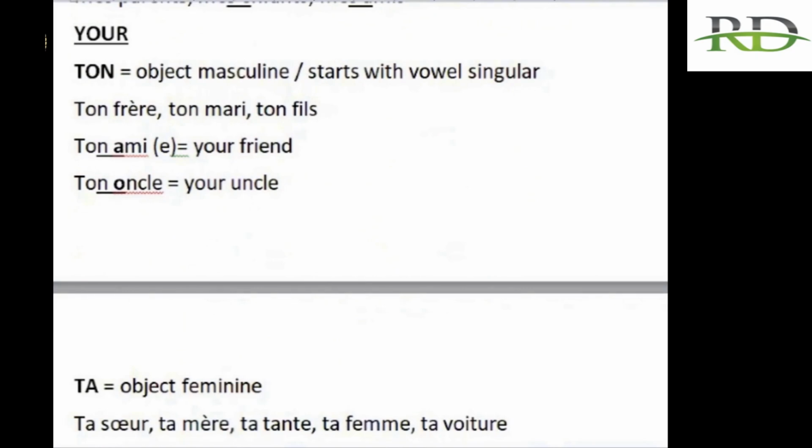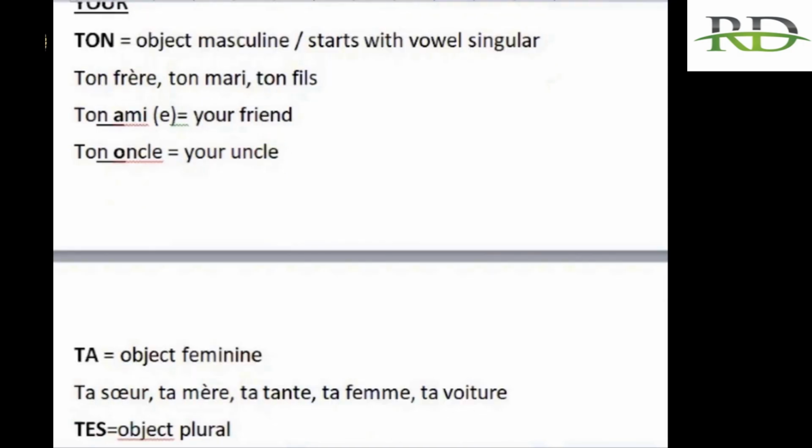Your: tumhara, tumhari, tumhare. Ton, ta, and then tes. Ton, ta, and then tes. Rules are same. Why is ton used? Because of masculine and the rule of a single vowel. Exactly, single vowel. For example, ton frère, your brother. Tumhara bhai.